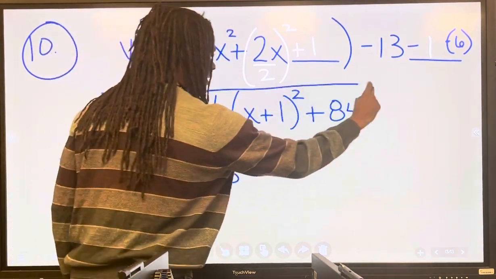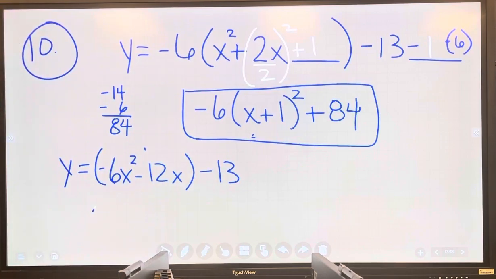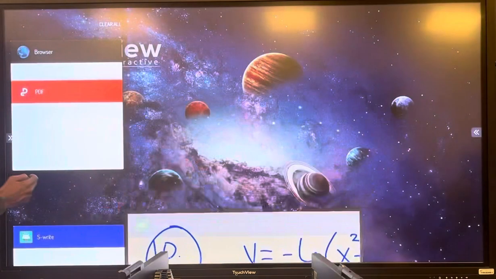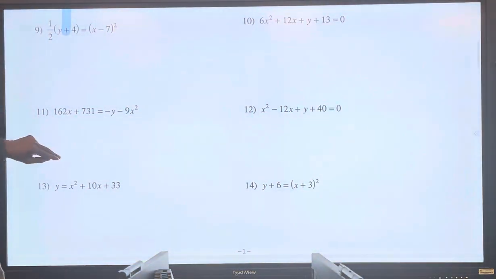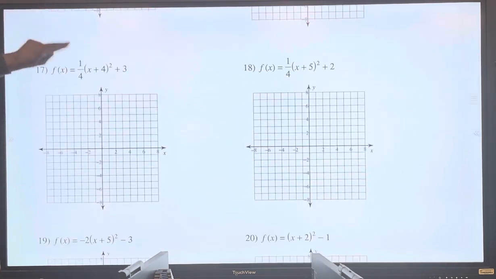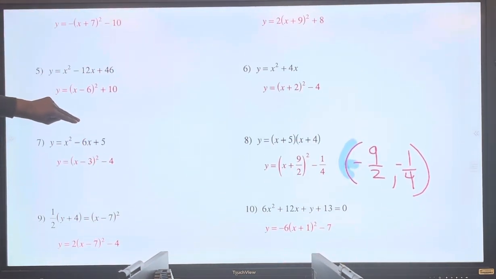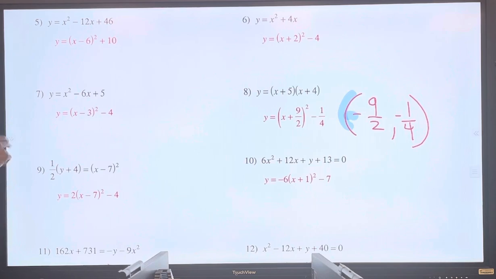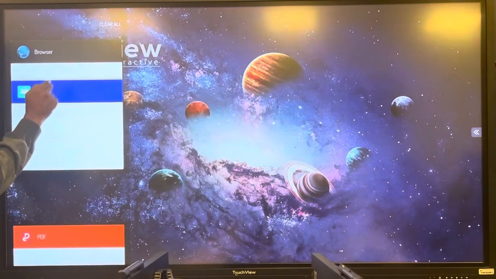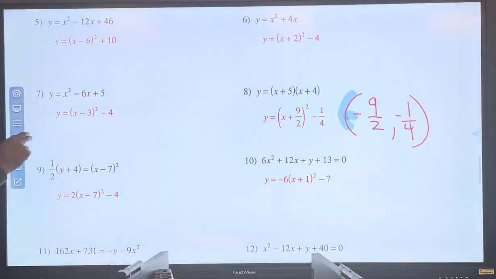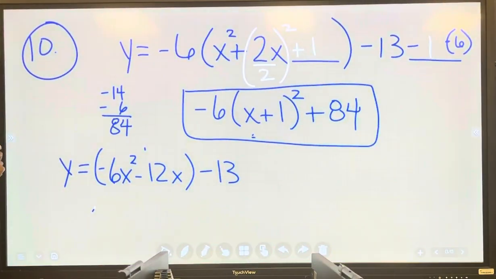And that's what I got. I'm a little nervous about it though, with the vertex being negative 1 and 84. To be honest, hold up. Let me check this one. I'm a little nervous about this one. Hold up. I don't know why I'm nervous about it. Because it looked like I got it.